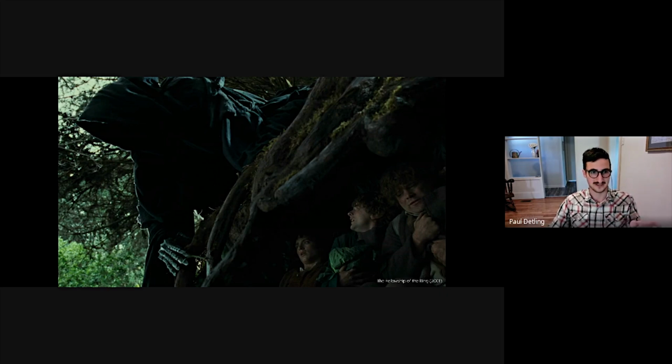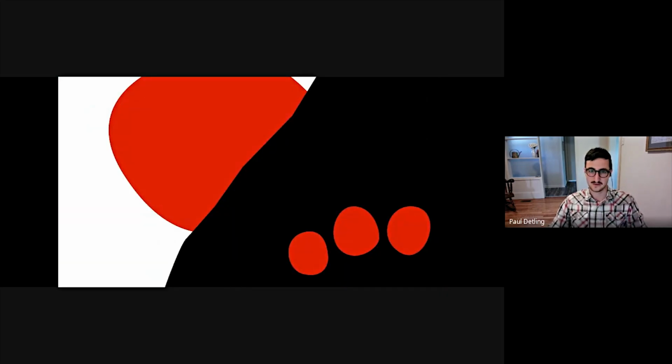So when we look at it in an abstracted form, the exact same story is told as blobs, and it works really well. You know exactly what's going on here, even though they're blobs, which I think is awesome.